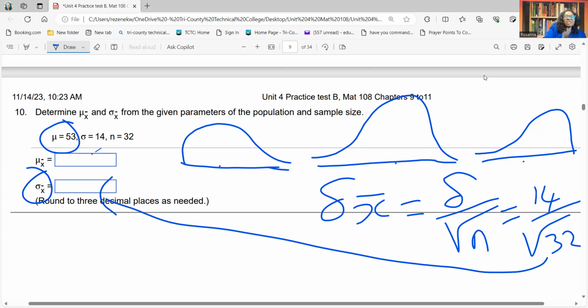The mean is still the mean, except that it's called mu x bar. The only difference is the mean is equal to the mean, but standard error, which is the same as the standard deviation of the distribution of means. The distribution of means is the same as the central limit theorem. Okay, so the standard error is 14 over the square root of 32. You find that answer to 3 decimal places and put it there.